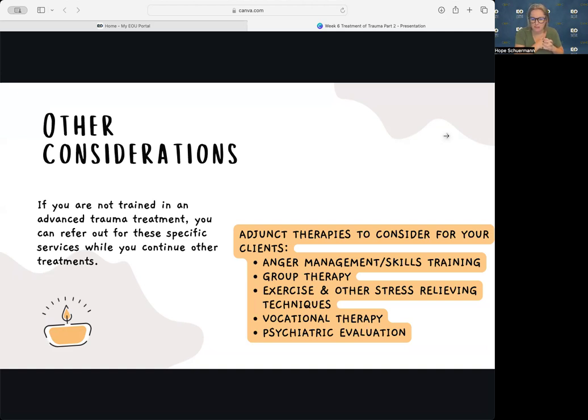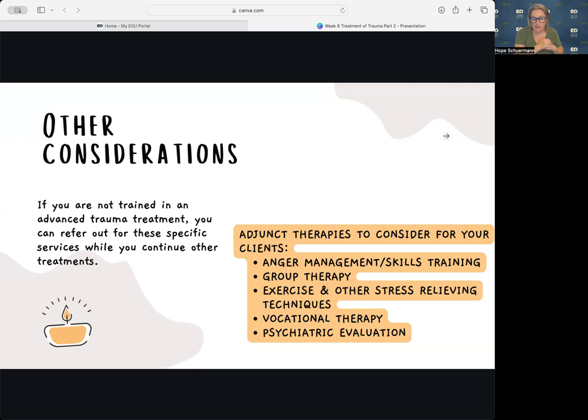Some other things to consider are exercise and other stress relieving techniques, massages, things like that, things to help get our endorphins moving and helping us feel better. Vocational therapy, because we know that trauma can impact one's ability to go back to their job or continue in their job, specifically if it was a job-related incident that led to the trauma. So some career counseling might be helpful here.